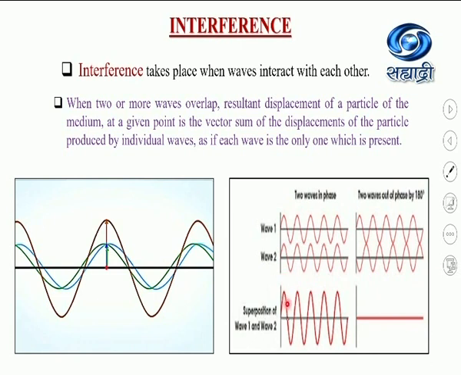This happens in the case of crest as well as trough. When two troughs overlap with each other, the resultant displacement is maximum. This happens when the two waves are in phase with each other. Now, consider an example where two waves traveling through the medium have same amplitude, they have same wavelength, but they are out of phase by 180 degree. That means the crest of one wave overlaps with the trough of the other.